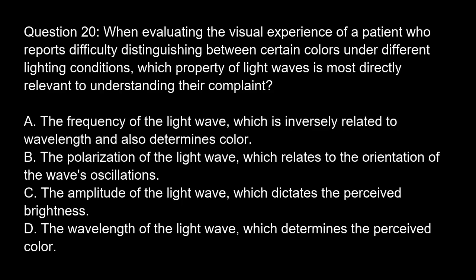Question 20. When evaluating the visual experience of a patient who reports difficulty distinguishing between certain colors under different lighting conditions, which property of light waves is most directly relevant to understanding their complaint? Option A. The frequency of the light wave, which is inversely related to wavelength and also determines color. Option B. The polarization of the light wave, which relates to the orientation of the wave's oscillations. Option C. The amplitude of the light wave, which dictates the perceived brightness. Option D. The wavelength of the light wave, which determines the perceived color.